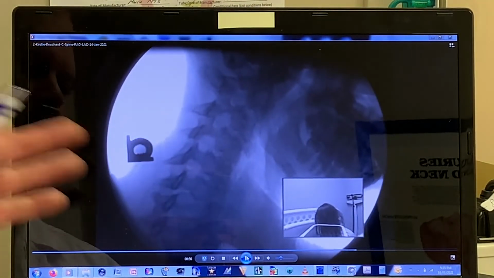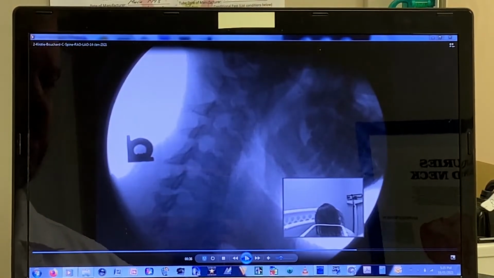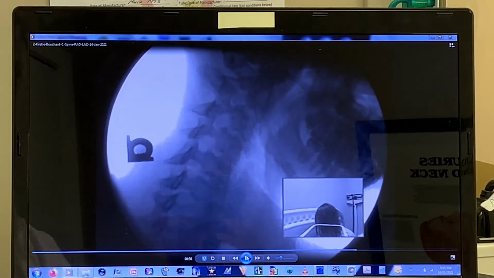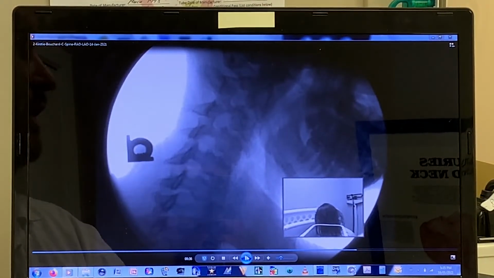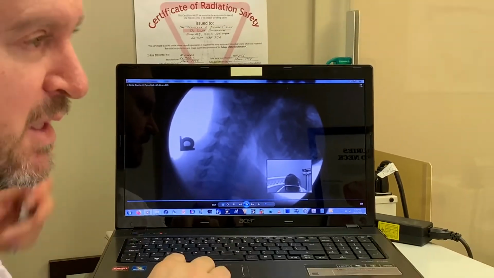And so a simple example of what we saw on the right would be, do you possibly have any numbness, tingling, or weakness in the thumb and index finger on your right hand on occasion? And if so, that may be the explanation as to why.